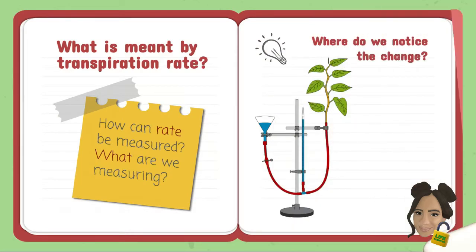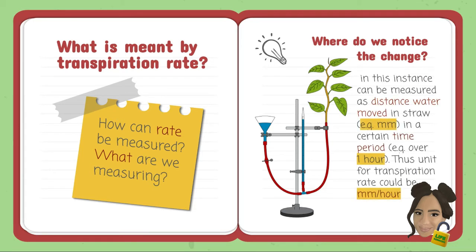What is meant by transpiration rate? In this instance, it can be measured as the distance that water moved in a pipette or straw, and that would be in the unit you've used to measure, so centimeters or millimeters. This happens over a certain amount of time, so for example, an hour. Thus, the unit for the rate of transpiration could be millimeters per hour.